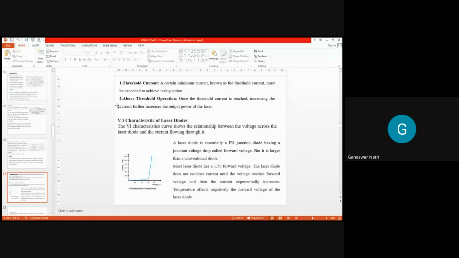Now coming to the VI characteristics. This VI characteristic shows the relationship with the voltage. You can see this is the voltage applied here, and this is the current. A laser diode is essentially a PN junction diode. I have told you many times, it has a junction voltage drop called the forward voltage, or the knee voltage, at which the current rises very suddenly. Most laser diodes have 1.5 volts. You can see this 1.5 volt is the knee voltage or threshold voltage at which the current rises sharply. For almost all laser diodes, this is kept constant.